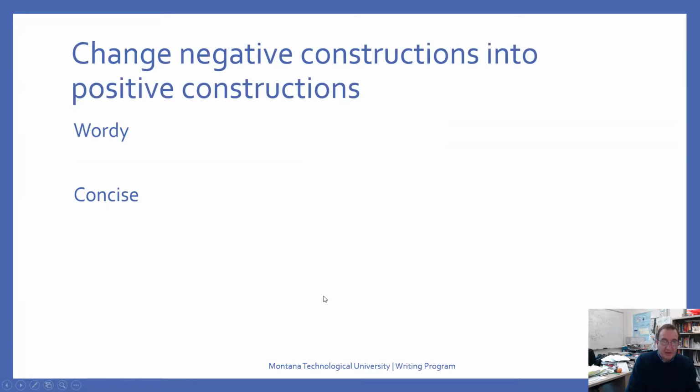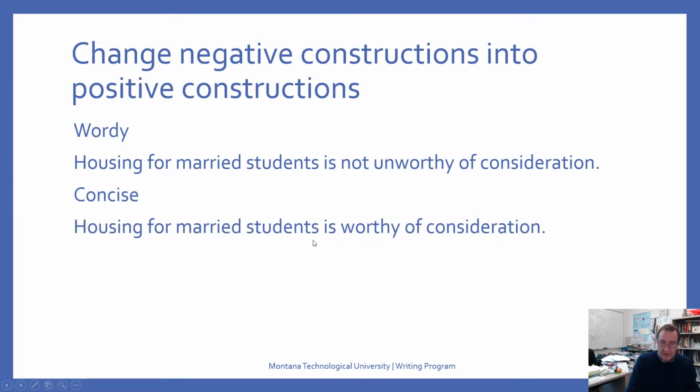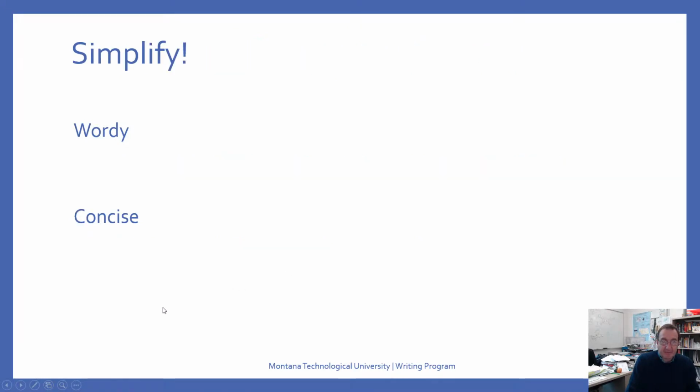Okay? And our brains like positive stuff, so let's change our negative constructions into positive ones. Housing for married students is not unworthy of consideration. Negative, negative. How can we reword this to be positive? Housing for married students is worthy of consideration. We still have our to be verb here, but in this case it's perfectly acceptable. And we can simplify.